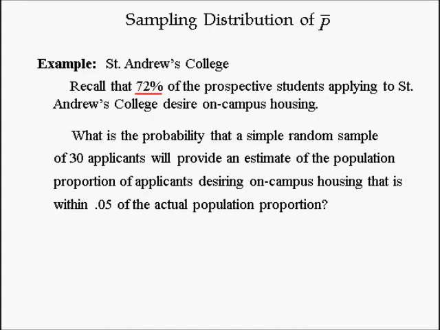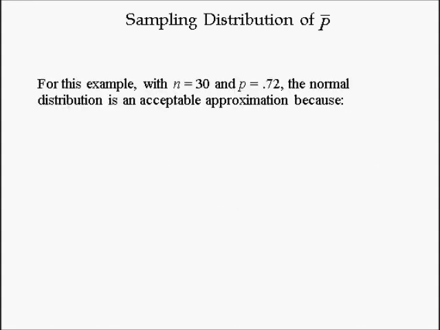Recall that 72% of prospective students applying to St. Andrews College desire on-campus housing. This is the population proportion. What is the probability that a simple random sample of 30 applicants will provide an estimate of the population proportion of applicants desiring on-campus housing that is within 0.05 of the actual population proportion?